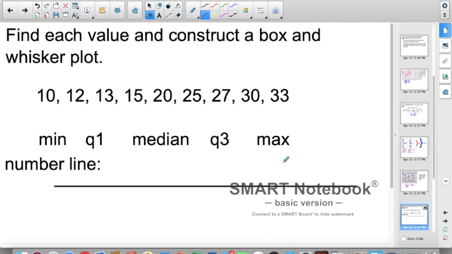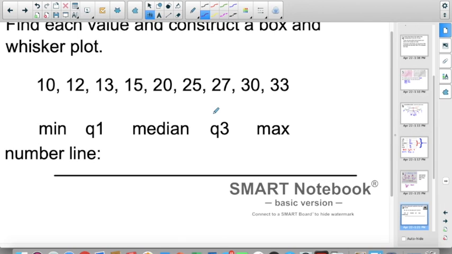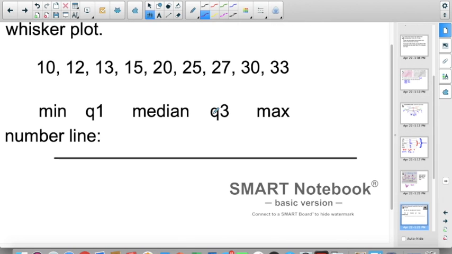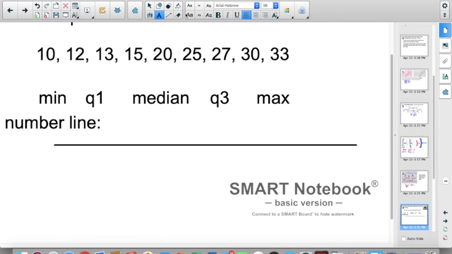Let's take a look at an actual example. Find each value and construct a box and whisker plot. Can we do this by hand? Sure. Should we? If you want, but there is an easier way. What I would do is what we learned at the end of last video. You're going to want to use the calculator. So everybody should have out their calculator.